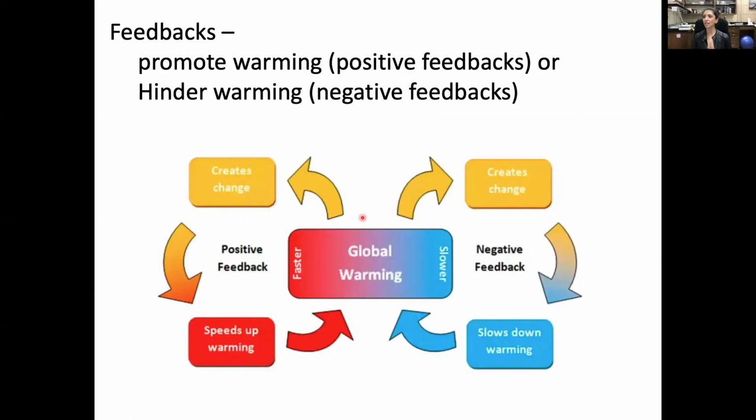So we can take a look at different feedbacks that either promote warming or hinder warming. Of course, we know positive feedbacks are those that promote something, so would promote warming in this case, and negative feedbacks are those feedbacks that would hinder warming.